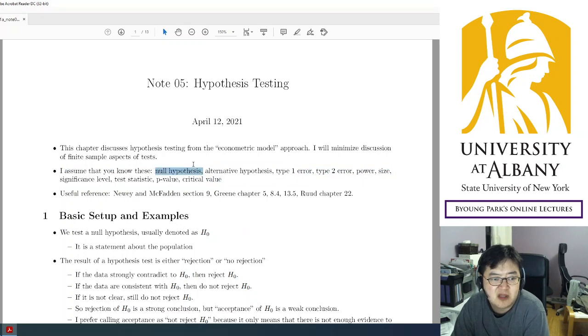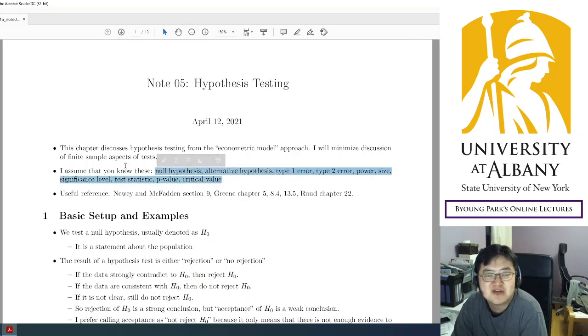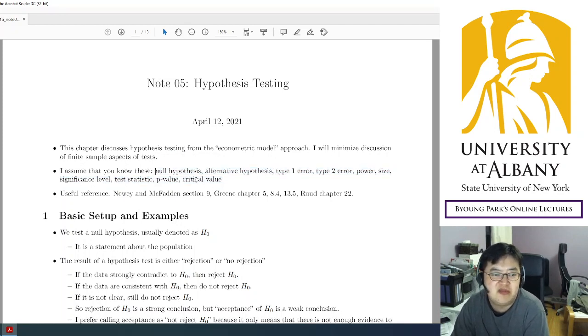So like null hypothesis, alternative hypothesis, type 1 error, type 2 error, power, size, significance level, test statistic, p-value, critical value. You have to know them. At least you need to know them. I teach these to undergrad economic statistics courses. So if you have a problem with these, you have to take them.